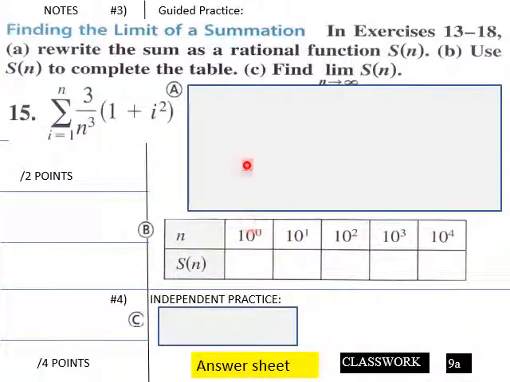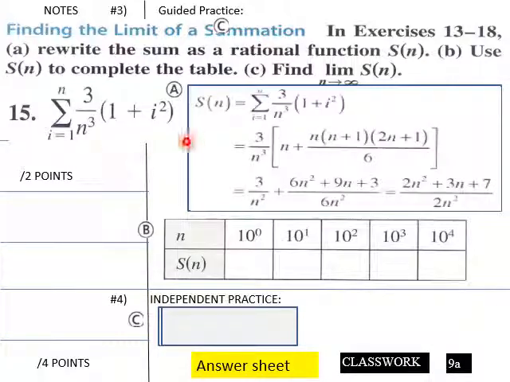Let's try one now. So we got here, A, rewrite the sum as a rational function, S of n, and then B, use S of n to complete the table. So we're going to use this to complete this table here. And then C, find the limit of S of n down here. So we're going to do these 2 in class, and then students, this is your independent practice to come up with that. So this situation over here, when we start with that, this is our original here.